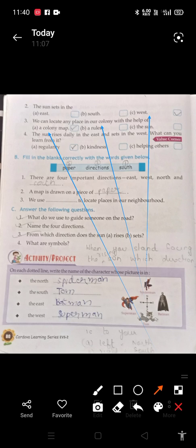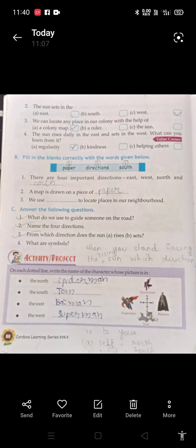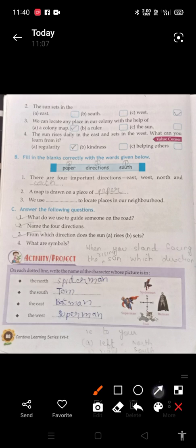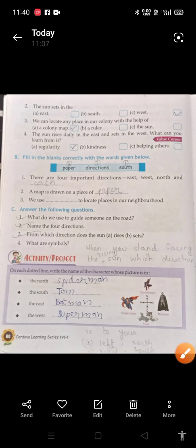We can locate any place in our colony with the help of a colony map, a ruler, or the sun. We will be able to locate any place in the colony with the help of the colony map. The sun rises in the east and sets in the west. What can you learn from it? Number A, regularity. Number B, kindness. Or number C, helping others. Yes, we can learn regularity from this habit of the sun. It regularly rises in the east and sets in the west.